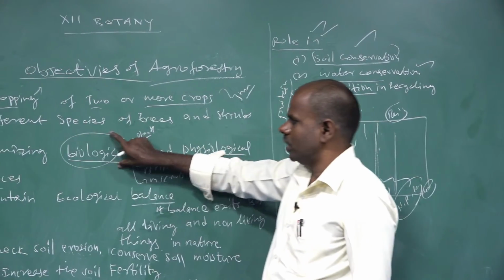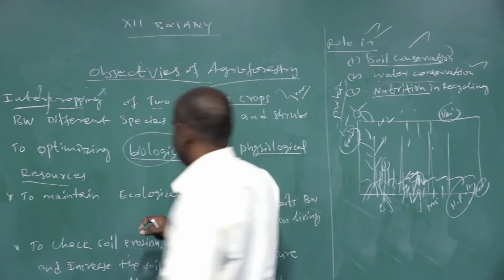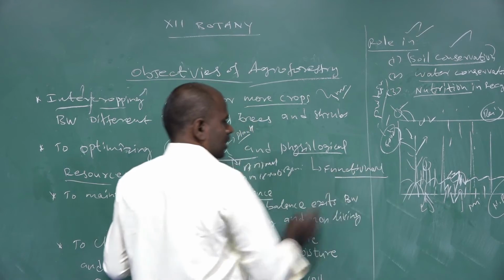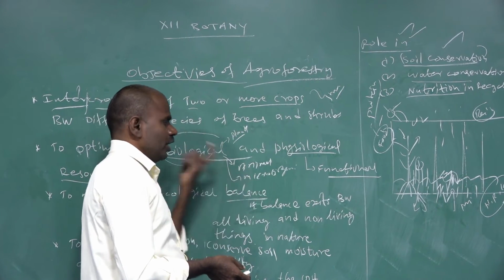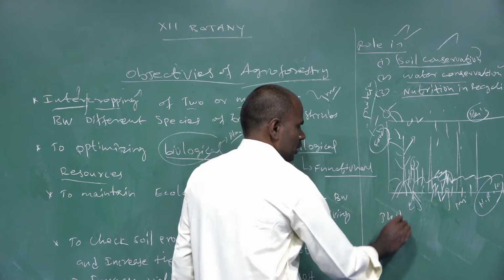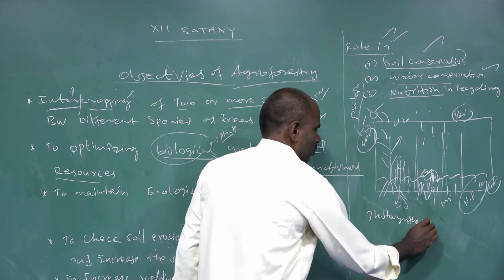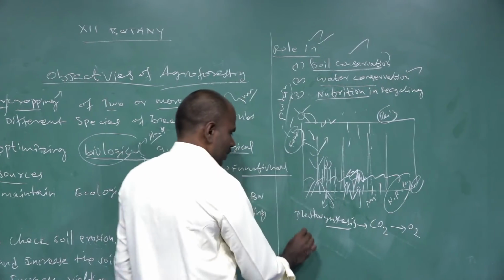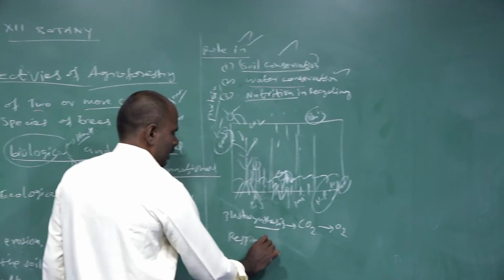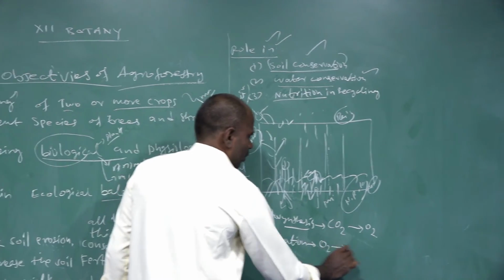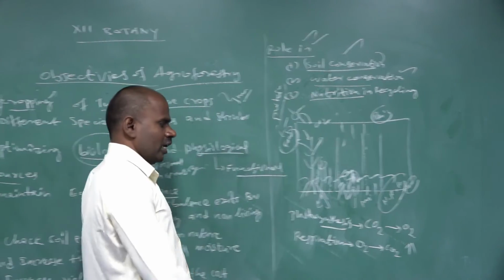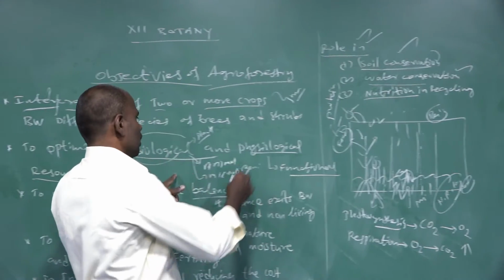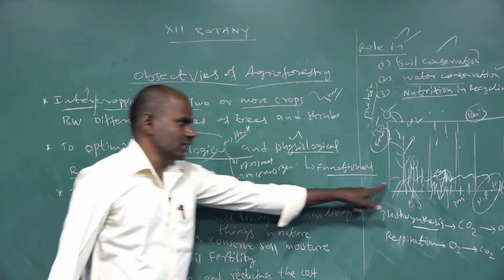The first is optimizing biological resources, and the second is physiological resources, which are the functional activities of plants, animals and microorganisms. Plants carry out photosynthesis, taking in carbon dioxide and releasing oxygen, and during respiration they take in oxygen and release carbon dioxide into the atmosphere. So the balance of photosynthesis and respiration is the physiological role in the forest.